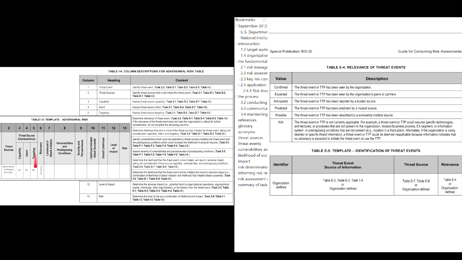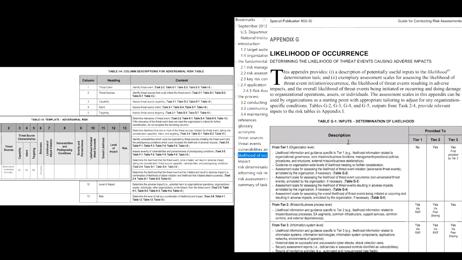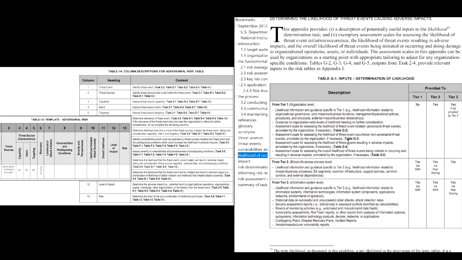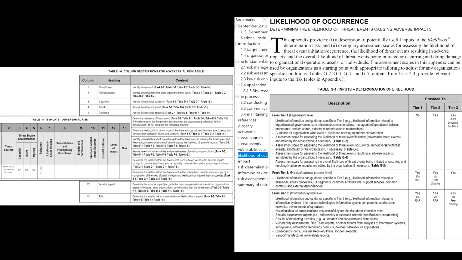Then after I have the relevance, I go with the likelihood of attack initiation. There are two likelihoods, the attack initiation and the attack succeeding. So this is the likelihood of the attack actually happening, the adversary delivering the attack. So for that, this is task 2.4, likelihood of occurrence.